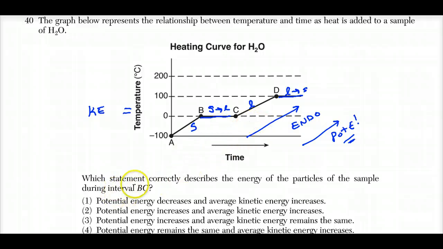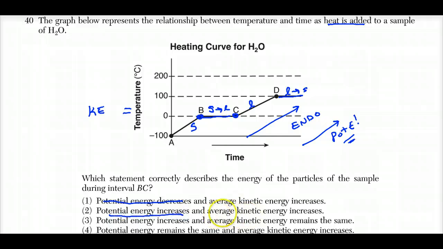The question states, which sample correctly describes the energy of particles of the sample in BC? So this is the point where we have a phase change. Okay, the potential energy decreases. No way. You're adding energy. Okay, heat is added to a sample at a constant rate. Potential energy cannot decrease if you're adding energy. If you give my child some sugar, the potential for him to act out increases. So anytime you're adding energy, the potential energy has to increase.